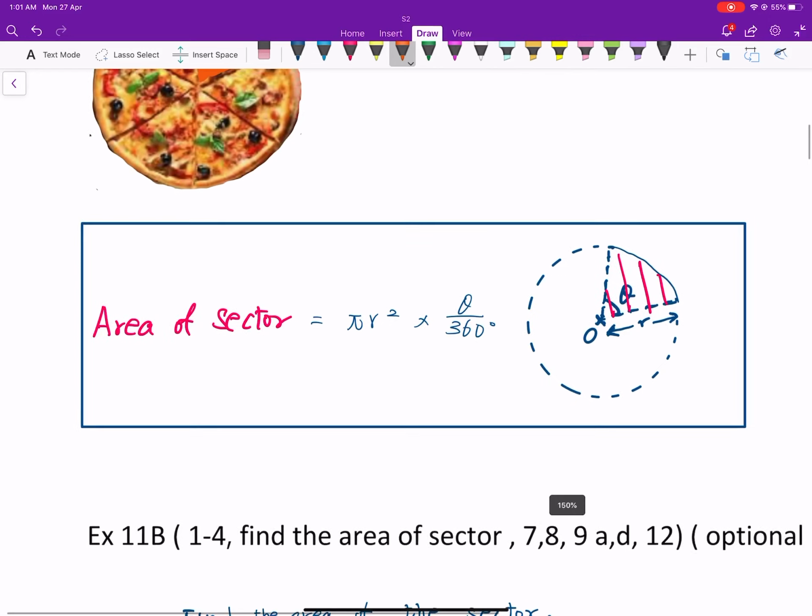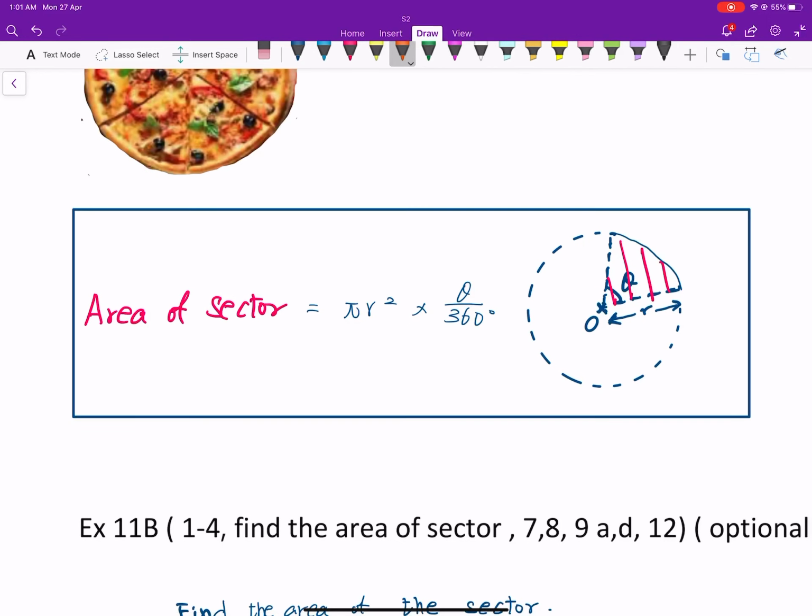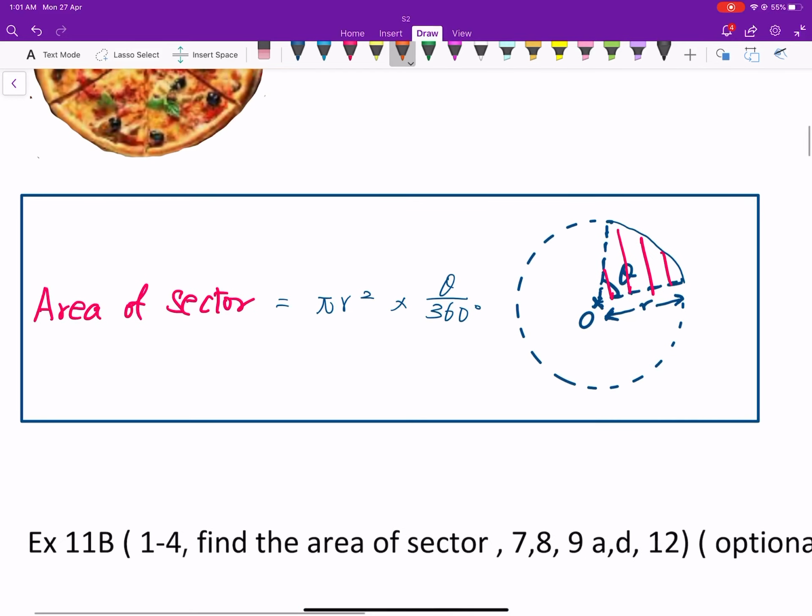So please write down, very important, the formula: area of the sector equals pi r squared times theta, where theta is the angle at center, divided by 360 degree, okay? So area of the sector is the shaded region. Please write down the formula of area of sector on your class workbook.